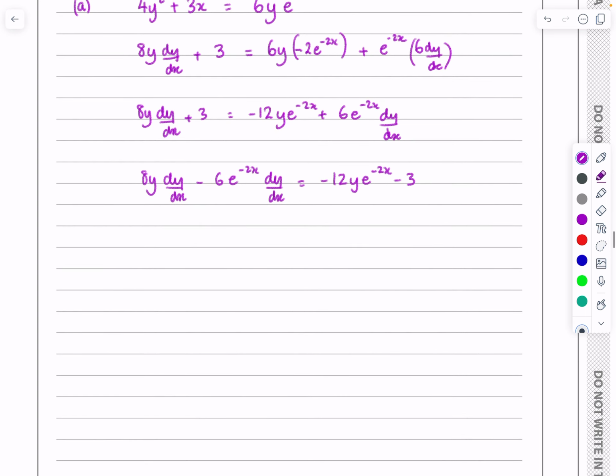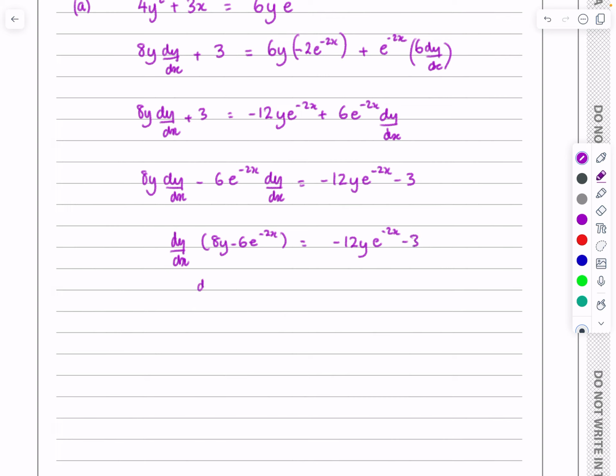Now, there's nothing to stop me doing that the other way around to get rid of the minuses, but I'm going to leave it like this just so you can see. It doesn't matter which way round you sort this all out, we can tidy it up at the end. Take dy by dx out as a factor. Is going to give me 8y, my goodness sake, Mr. Peter, slow down. Is going to give me 8y minus 6e to the minus 2x is equal to minus 12y e to the minus 2x minus 3.